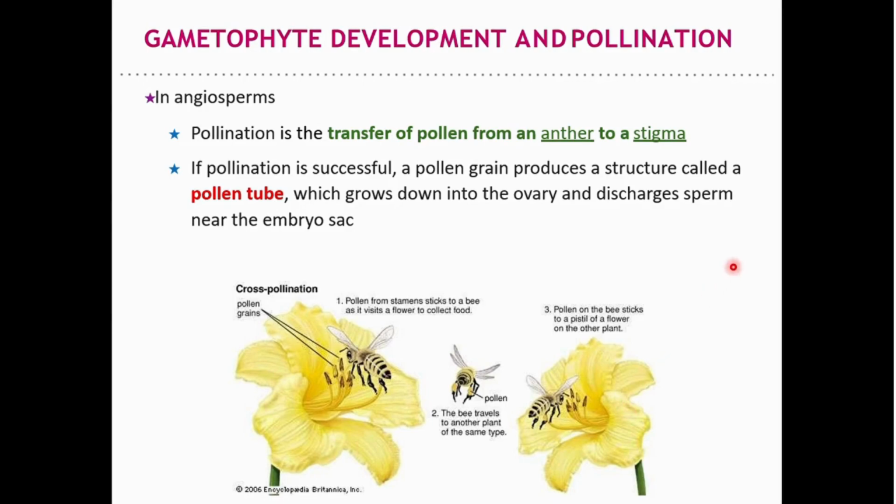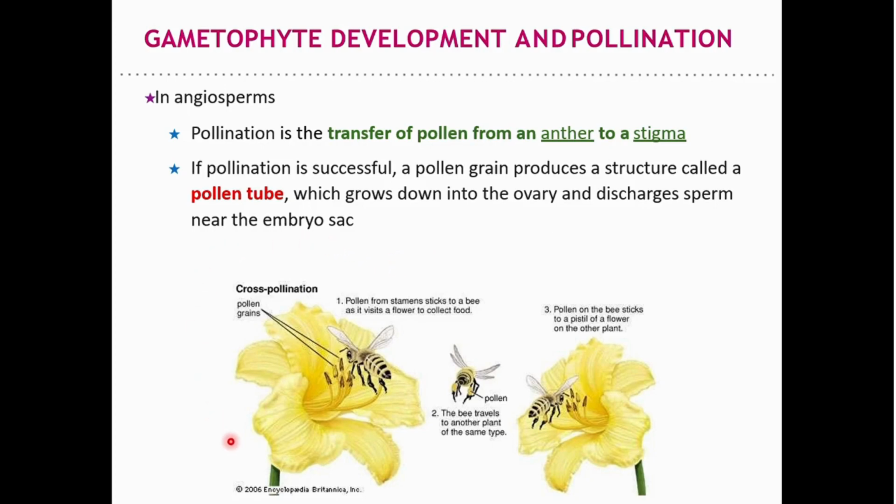In angiosperms, pollination is the transfer of pollen from an anther to a stigma. In gametophyte development and pollination, when pollination is successful, a pollen grain produces a structure called a pollen tube. This tube will grow down into the ovary and eventually discharge sperm near the embryo sac.